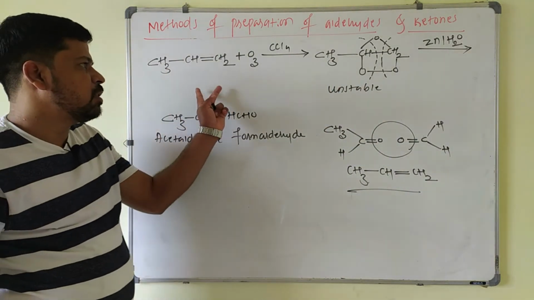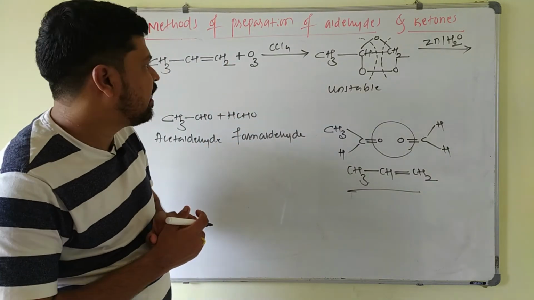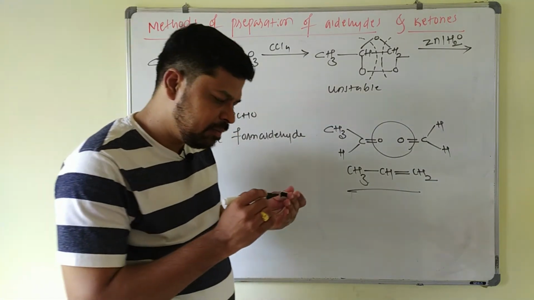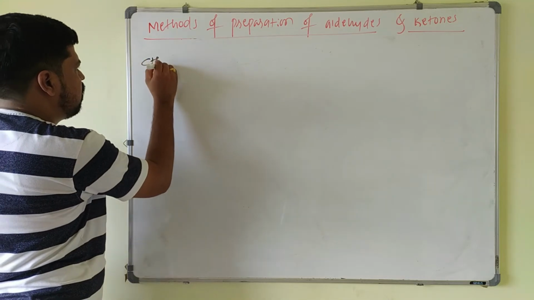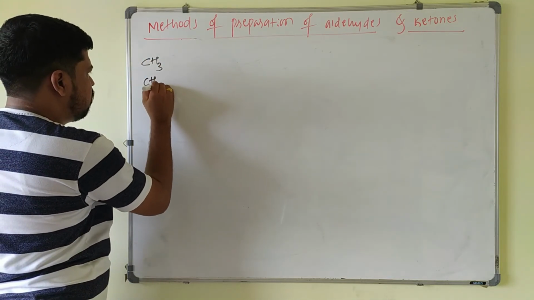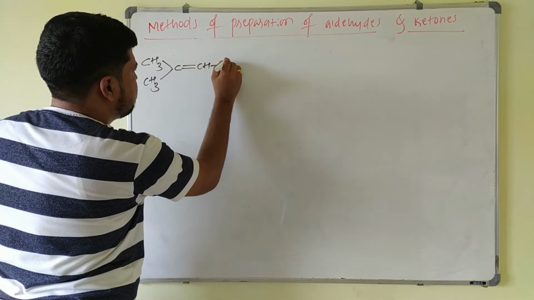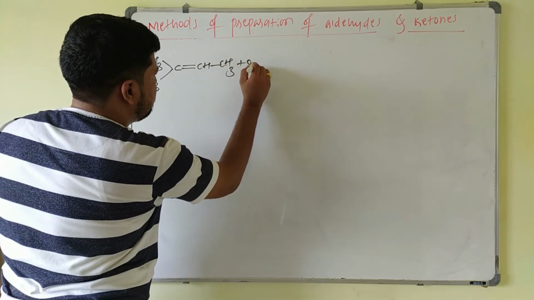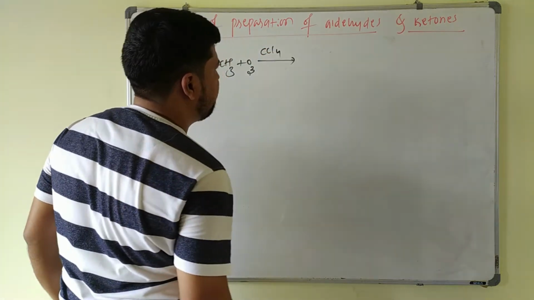This is how ozonolysis is used to detect the position of the double bond in alkenes. Okay, next example. I will take CH3, this is a C double bond CH3, and treat it with ozone in presence of CCl4.